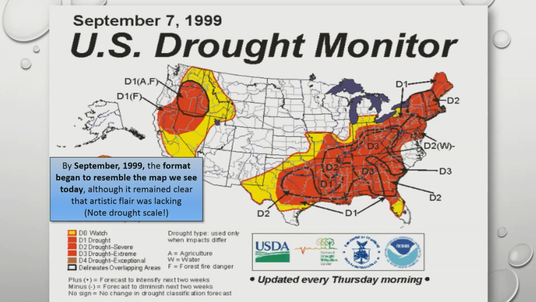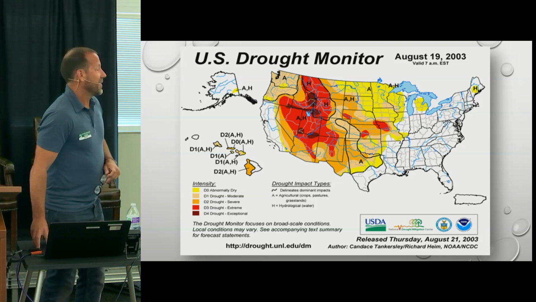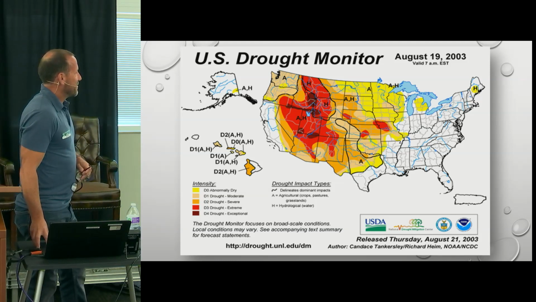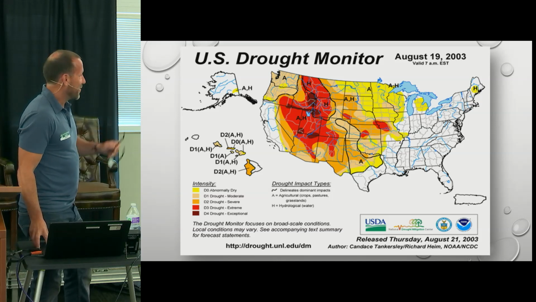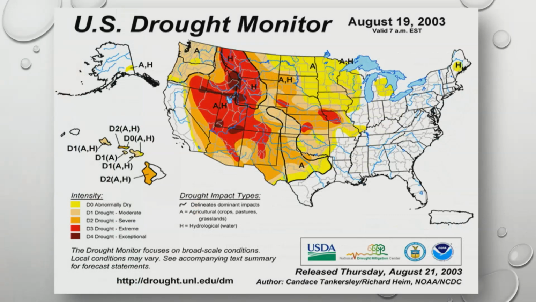And this was by September. It's starting to look a little bit like the current map, although the colors are different, but you can see the drought classifications on those. And then this is by 2003. Originally, the map had been done in CorelDRAW, which was just a basic software in which you're coloring things in. In 2003, it went to GIS. And it looks more similar to how it does now, but it still has drought impacts being depicted.